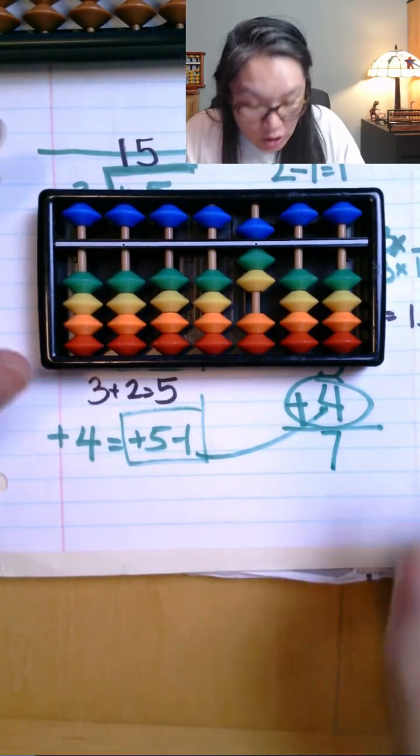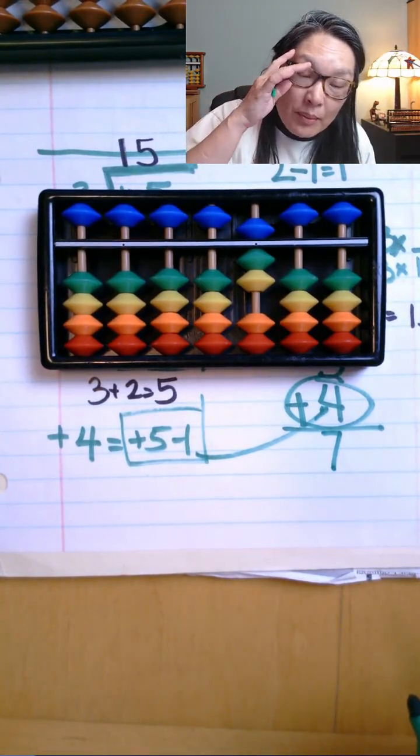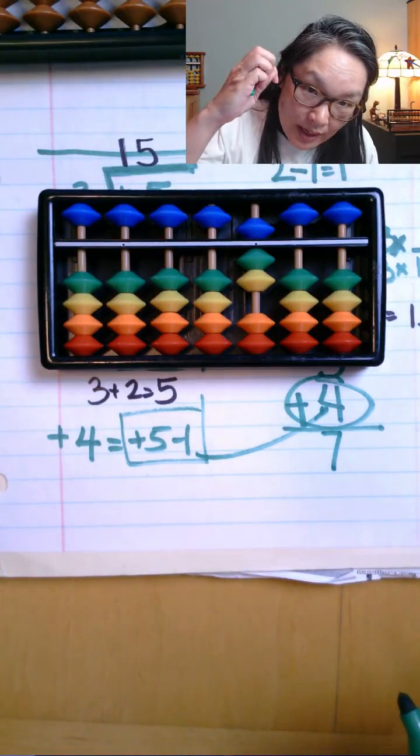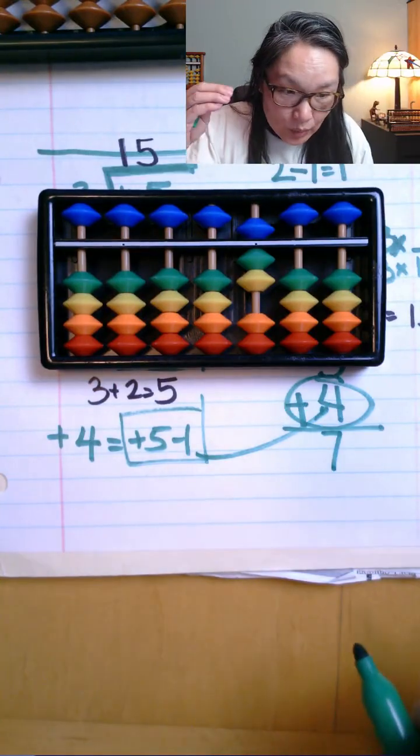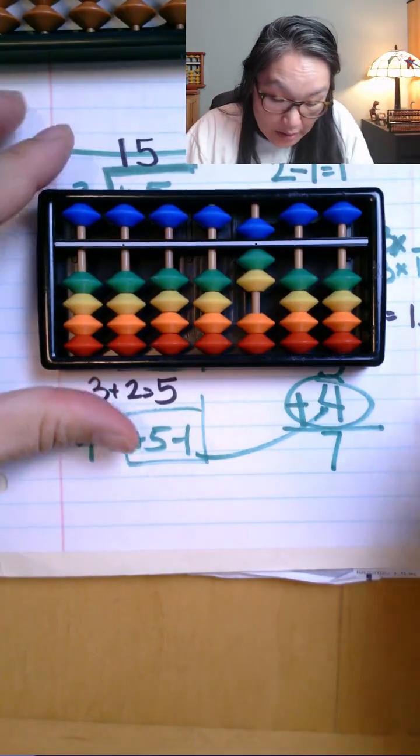Does that make sense? So we don't memorize our doubles. What we memorize is the formula. When we memorize the formula, then we can utilize it anywhere. So that was 1. Let's do another one.